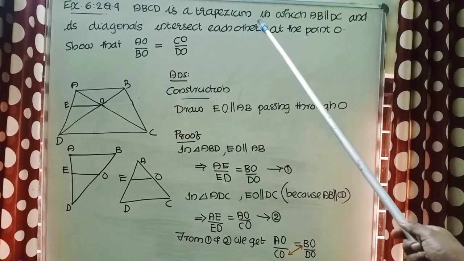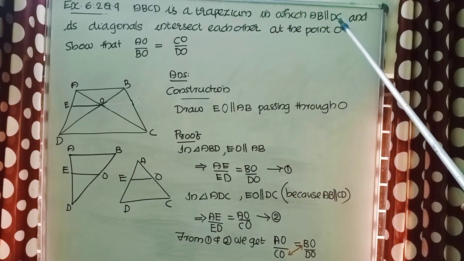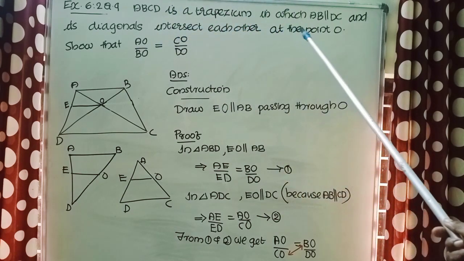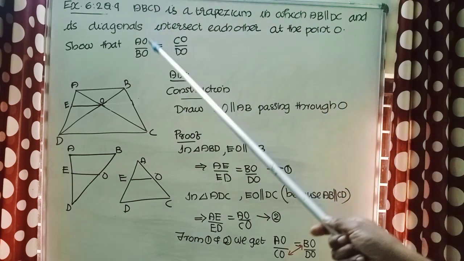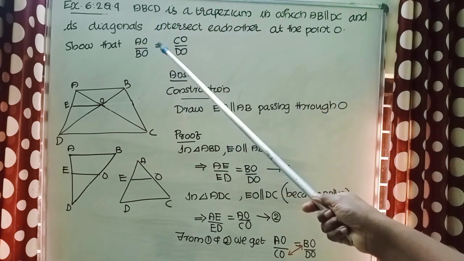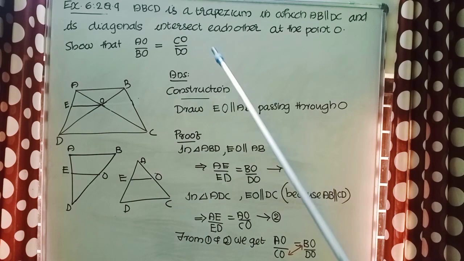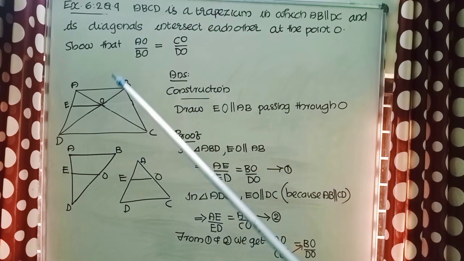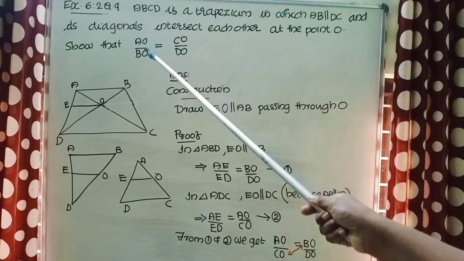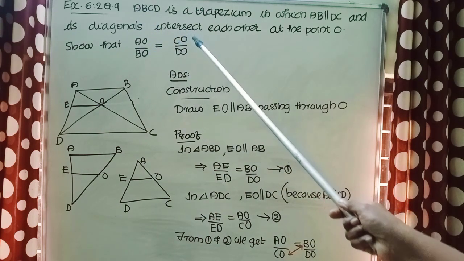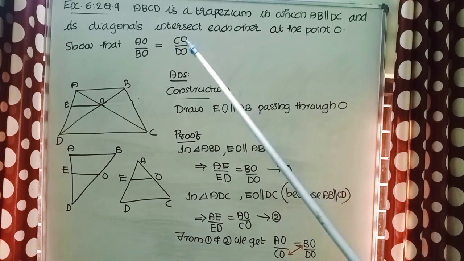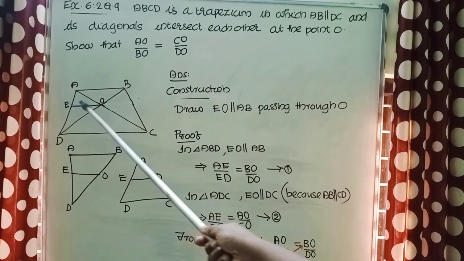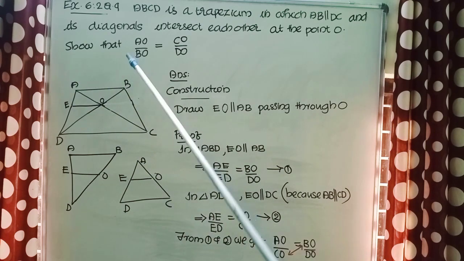ABCD is a trapezium in which AB parallel to DC and its diagonals intersect each other at the point O. Show that AO by BO equal to CO by DO. So let us draw a trapezium ABCD. We need to prove AO by BO equal to CO by DO. So to prove it, let us do one construction. Draw EO parallel to AB.